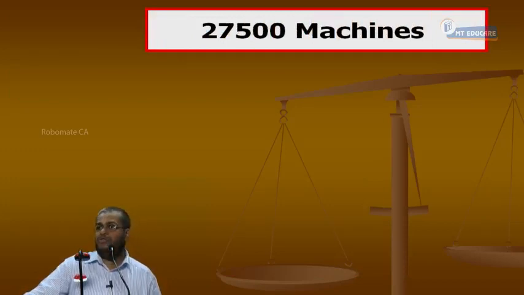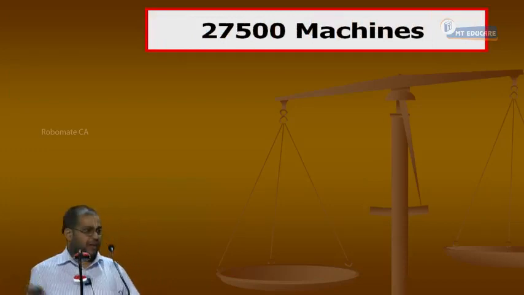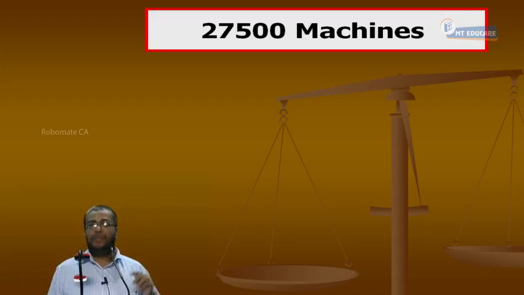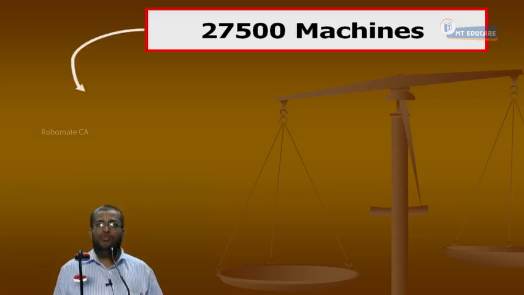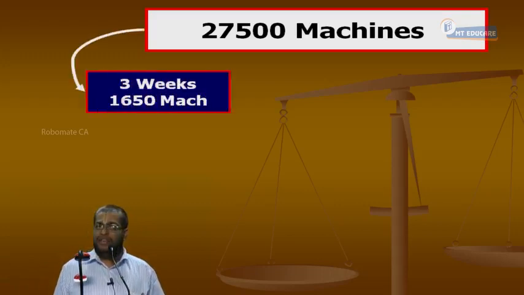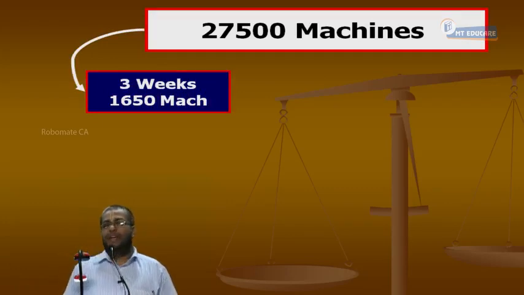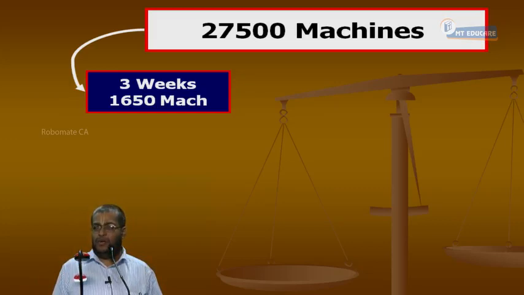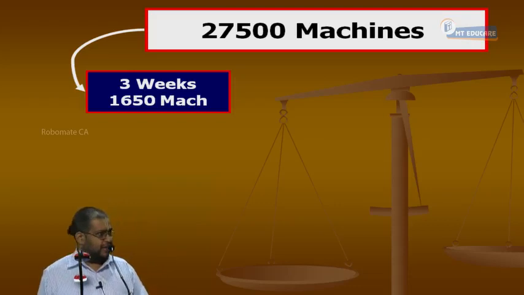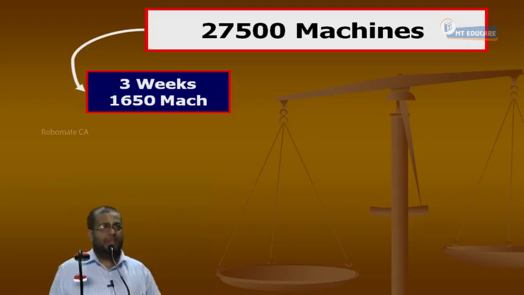27,500 missions. Let's do it together. Branch it into 2. 3 weeks. Now strike went only for how many weeks? 3 weeks. Strike period production is 3 weeks. 1,650 missions. Right or not? How I got it? 27,500 divided by 50 into 3. As you know, understanding the numbers, 27,500 divided by 50 into 3 gives you 1,650 missions.